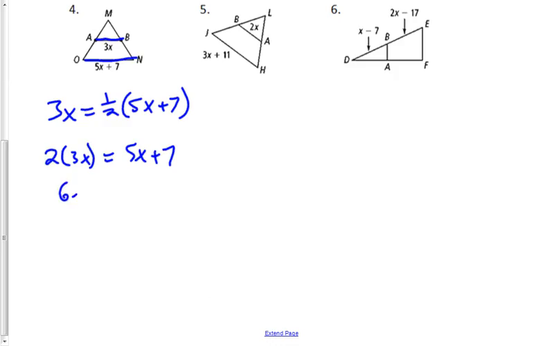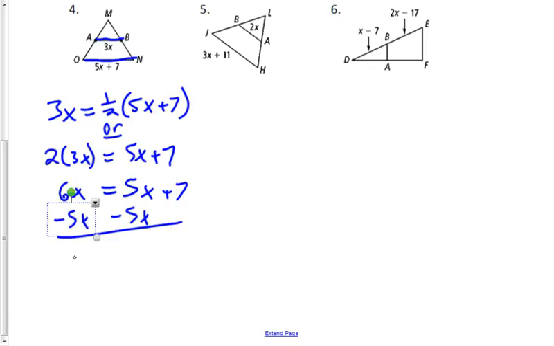So we have 6x equals 5x plus 7. So here's my order, sorry. Subtract 5x from both sides to get the x by itself, and we have 1x is equal to 7. Alright? And if you plug that in, I believe it'll match up that AB will certainly be half of the other side.